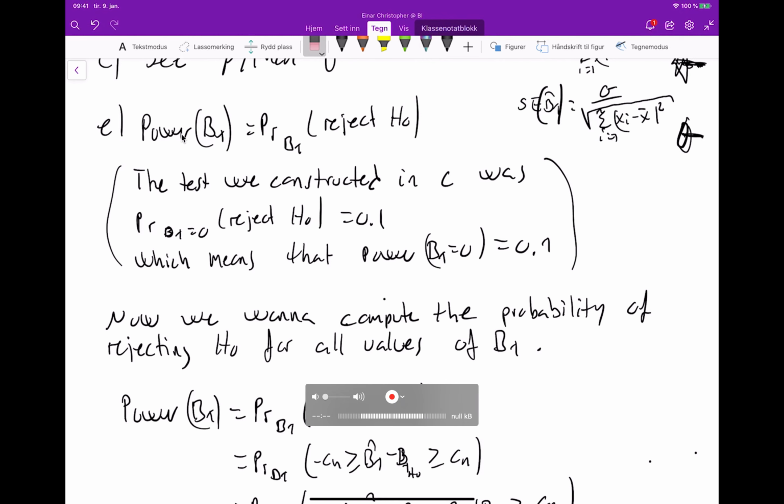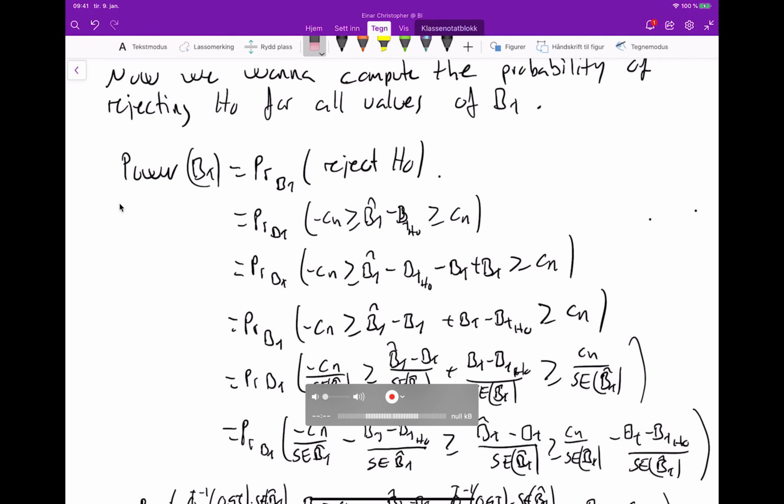Then we first write the power of beta 1 is equal to the probability of rejecting H0 under beta 1. And in parentheses here, we see that the test we constructed in C was that the probability of rejecting H0 should be 0.1 when beta 1 is equal to 0, or in other words, when H0 is true. This means that the power at beta 1 equals 0 is 0.1. But now we want to compute the probability of rejecting H0 for all values of beta 1.